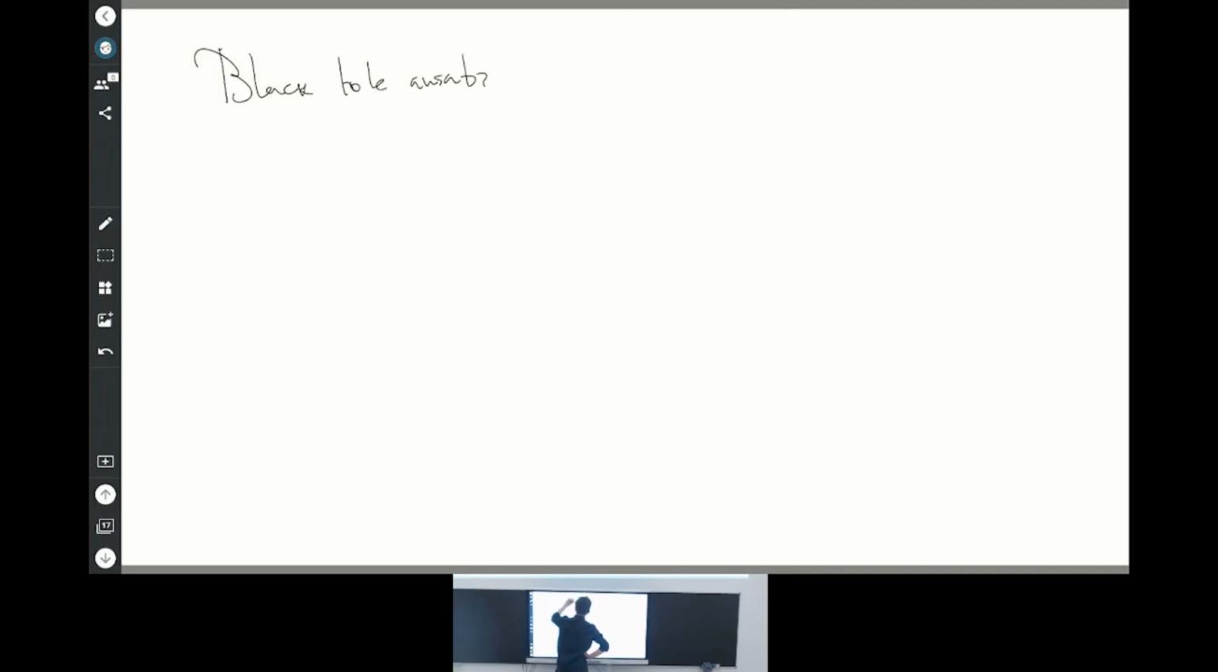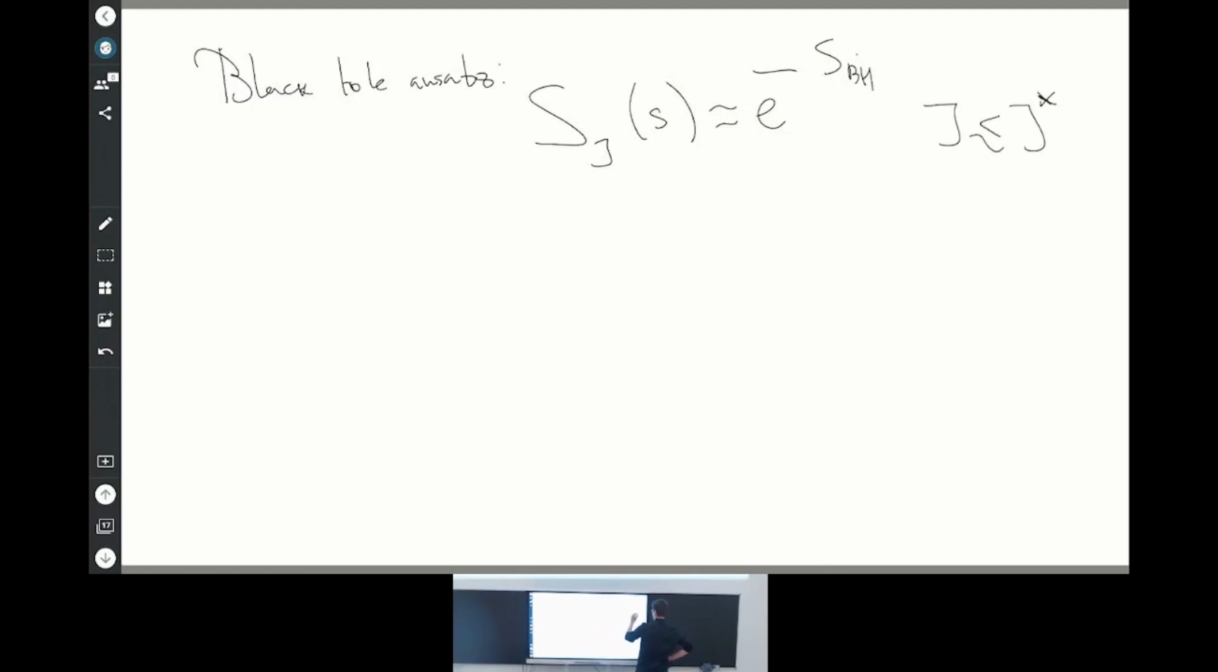which is just saying that this is the correct statement, that if you take the partial wave at high energies, they are of order e to the minus s black hole when J is less or equals than J star of the collapse.